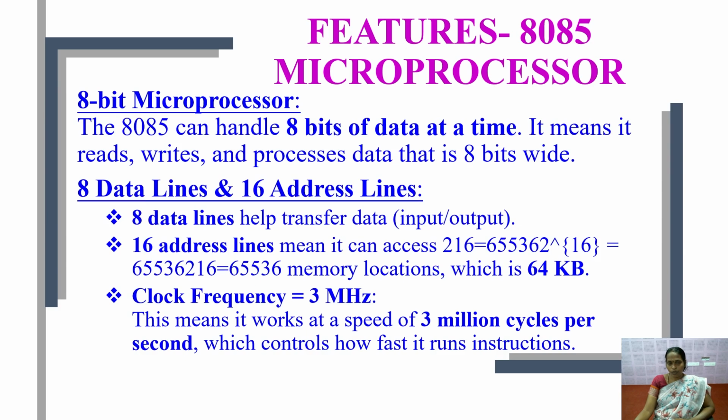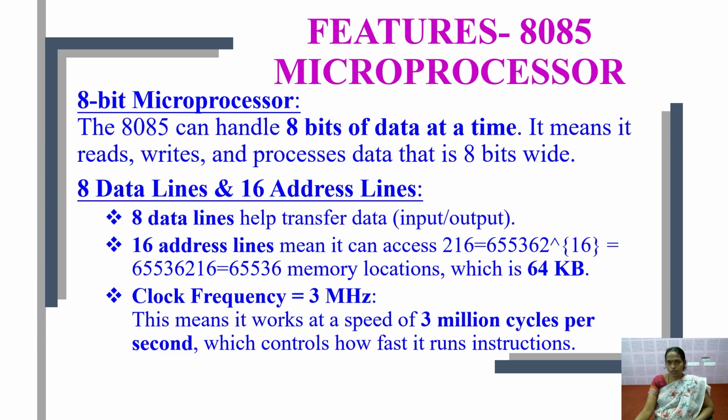The features of the 8085 microprocessor: it is an 8-bit microprocessor, which means it is used to read and write process data using 8-bit wide values. Next is 8 data lines and 16 address lines. The 8 data lines are used to transfer data using input and output signals. The 16 address lines are used to access 2^16 memory locations, which is 64 KB.